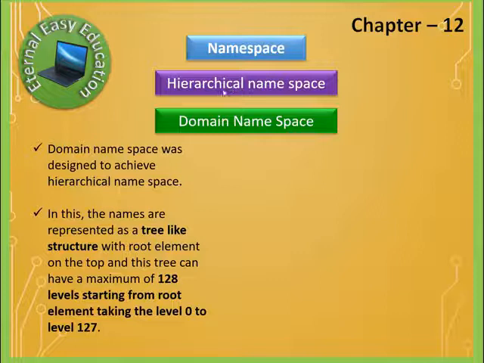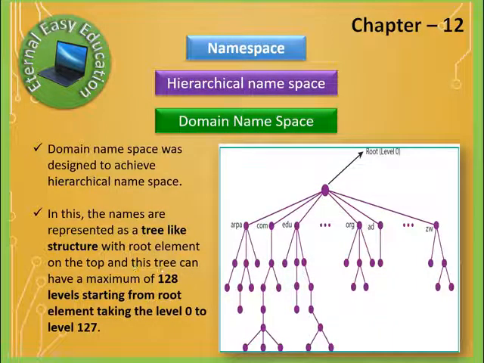So in the hierarchical namespace method, domain namespace is formed. The domain namespace was designed to achieve hierarchical namespace. In this, the names are represented as a tree-like structure with root element on the top, and this tree can have a maximum of 128 levels, starting from the root element taking the level of 0 to level 127.